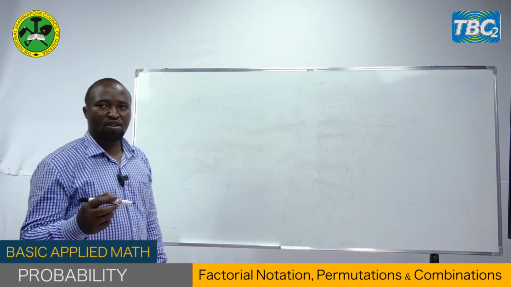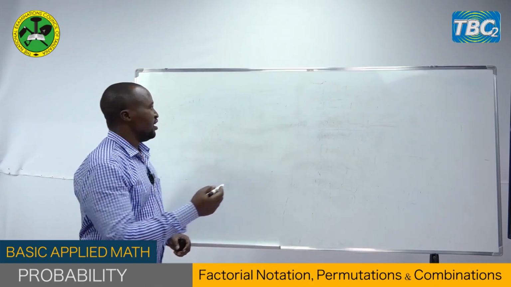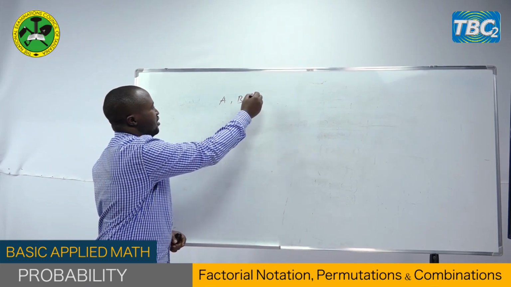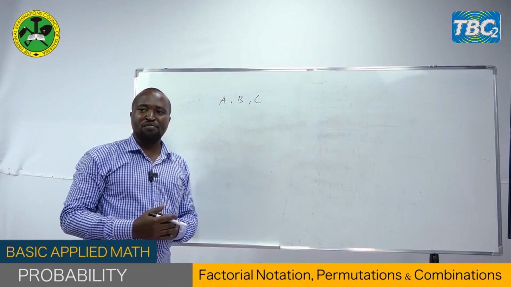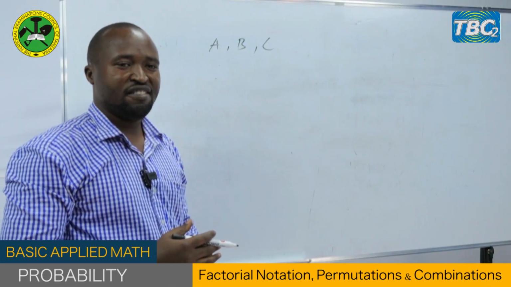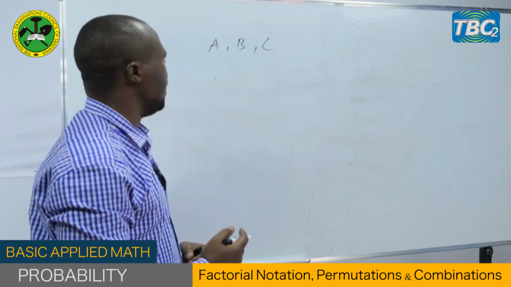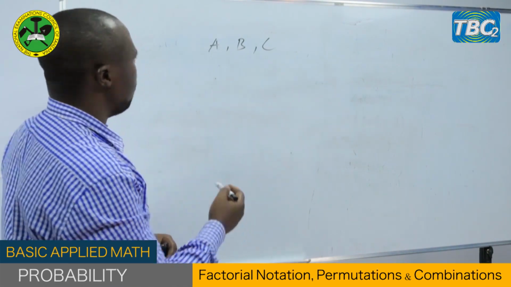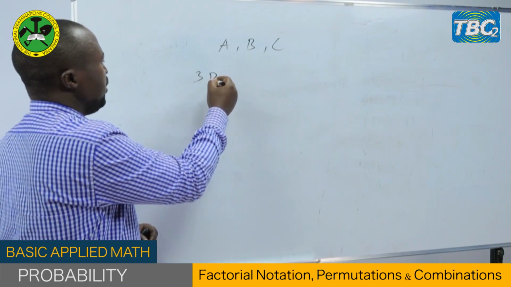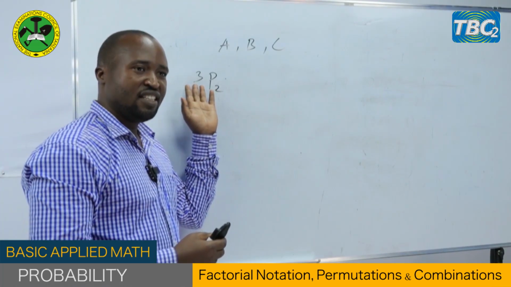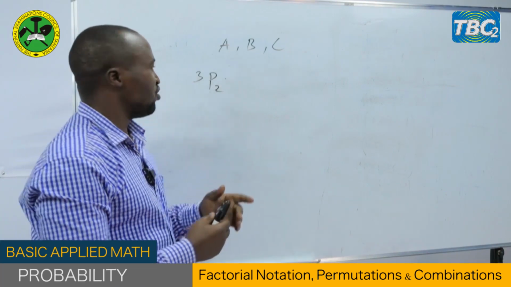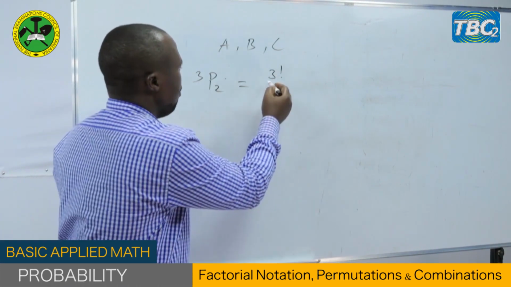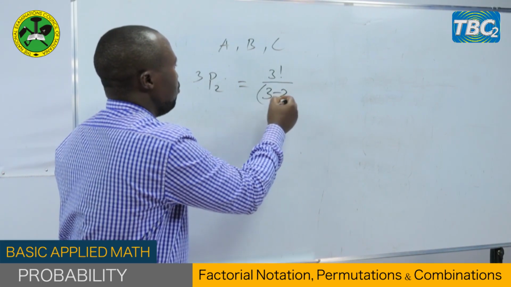Now, my dear student, consider three pieces of marble, labeled A, B, and C. We're having three pieces of marble, which are labeled A, B, and C. For the case of permutation, if we want to choose only two pieces of marble out of three, we could say 3P2. Why? Because we are having three marbles and we want to choose only two. So by using our general formula, we could say this is the same as 3 factorial over 3 minus 2 factorial.